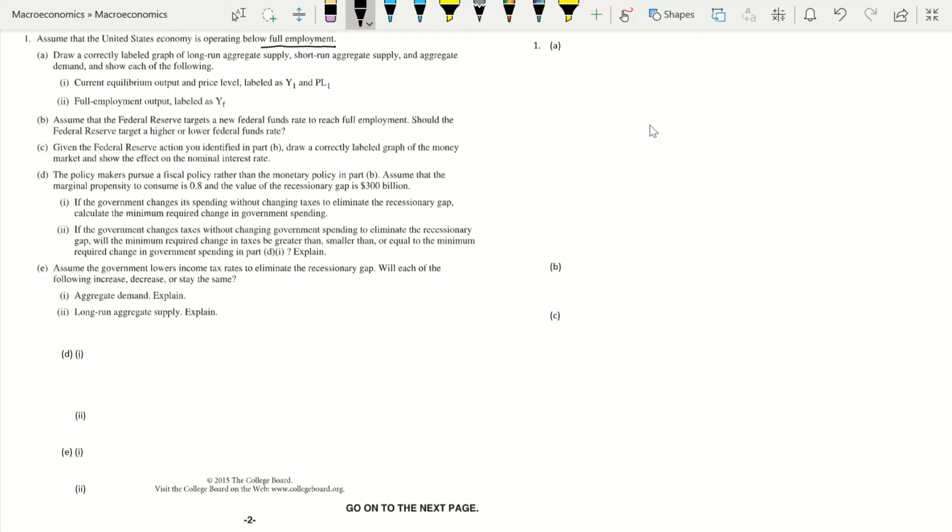So we're going to go ahead and draw that in graph form to give you a better idea of what was going on. So we're going to have our price level, which we'll represent as PL, on our y-axis. And then on our x-axis, we're going to have real GDP, right? All right, so now it asks us to write the full employment output labeled as YF. So we're going to have YF, and that's going to be our full employment, right? And that's also going to be our long run aggregate supply curve.